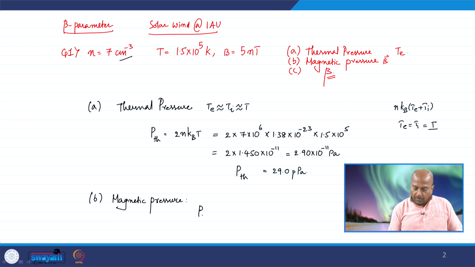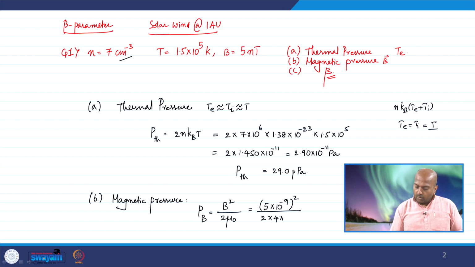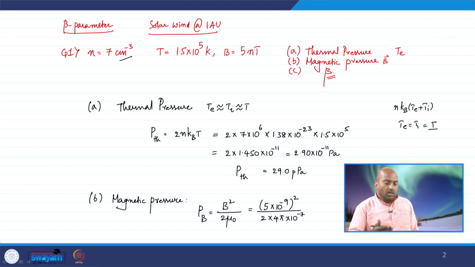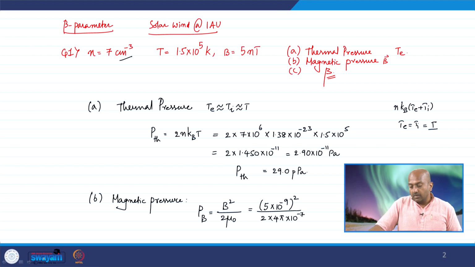Magnetic pressure P_B is equal to B square by 2 mu naught. This is also a formula that we know very well. So, B square by 2 mu naught. So, we use the magnetic field, the frozen in magnetic field, 5 10 to the power of minus 9 Tesla square divided by 2 into 4 pi 10 to the power of minus 7. I am just using the standard value of mu naught. Most of the values that I have directly used, maybe sometimes I have just skipped telling what I am using, but looking at the flow, you should easily be able to understand what I am doing.